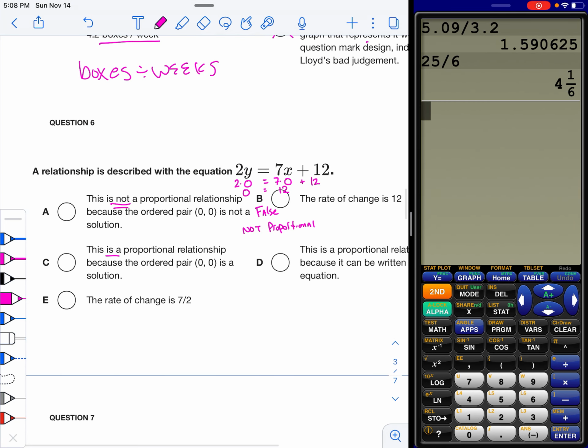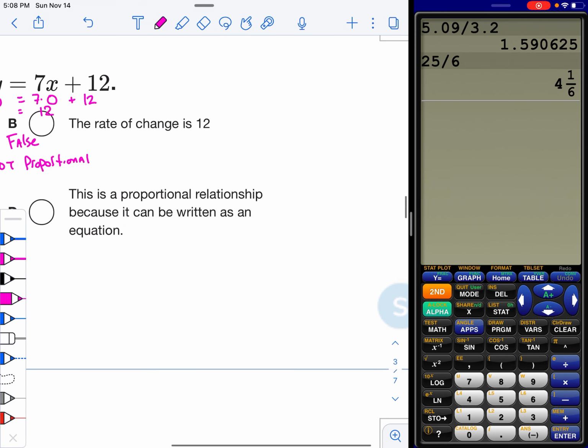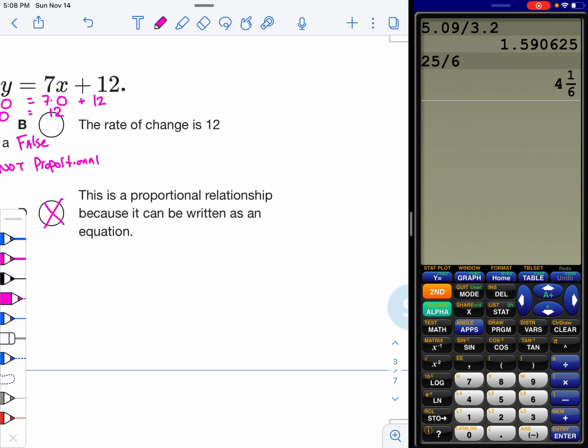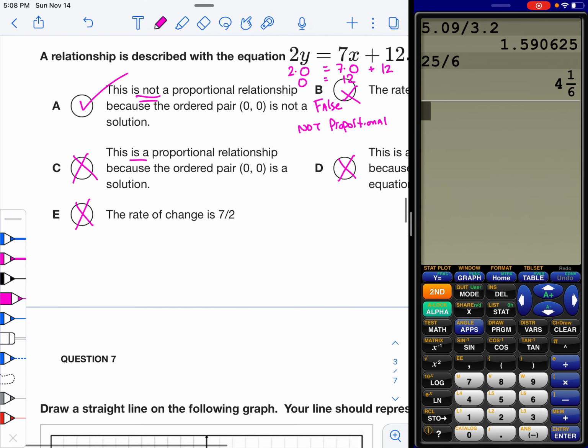So let's see. It is not proportional, so choice A: it is not proportional because the ordered pair is not a solution. Done. I didn't have to go very far on that one. None of this other stuff has anything to do with anything. It's not proportional, and if it's not proportional, we're not going to worry about the rate of change because we already have our correct choice.